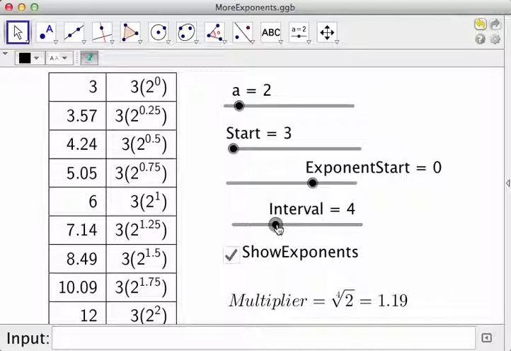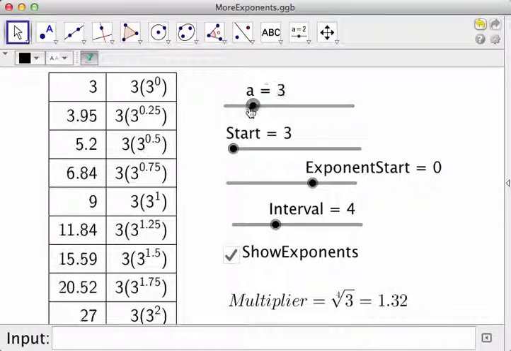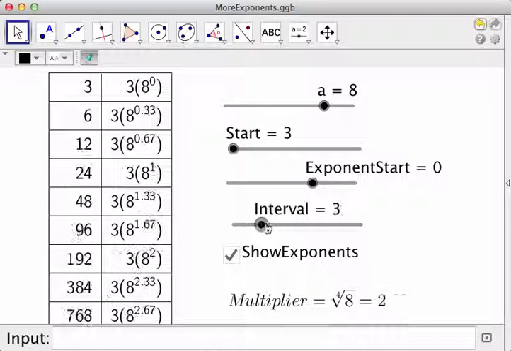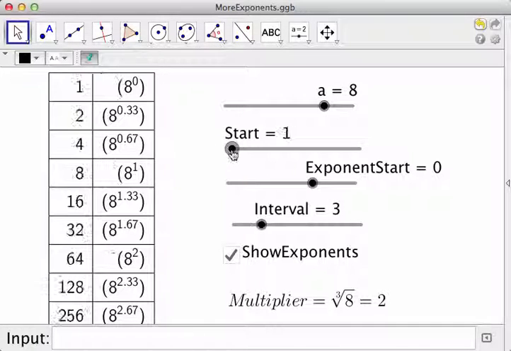When we move it to 4, it's doubling every 4 steps, which means it's multiplying by 2 to the 1/4 each time, or the fourth root of 2, which has a value of approximately 1.19. When we had A equal to 8 and interval set to 3, we got all integers here because 8 is a perfect cube. So when we take the cube root of 8, which is 2, that becomes the multiplier.